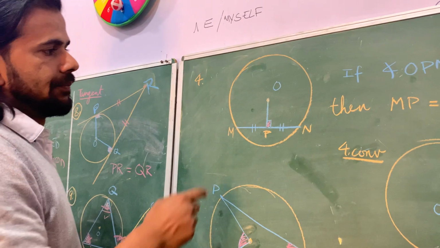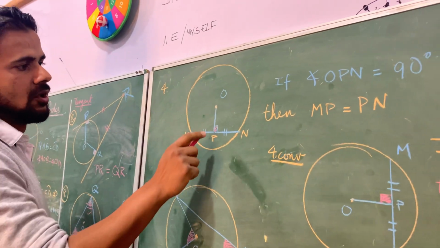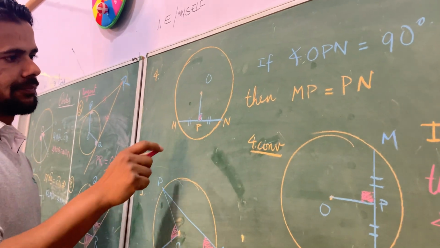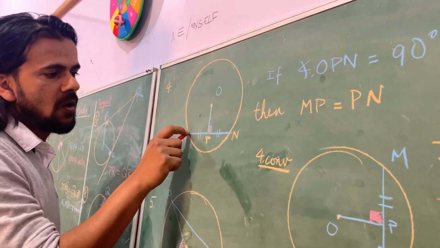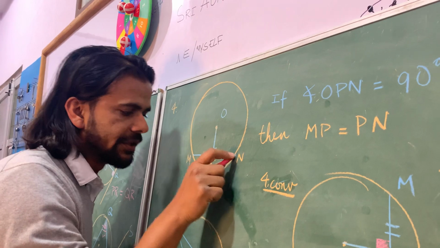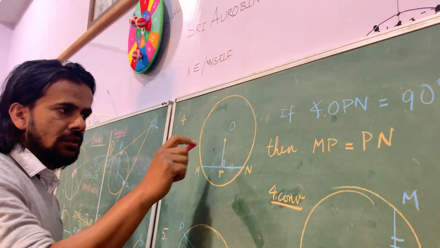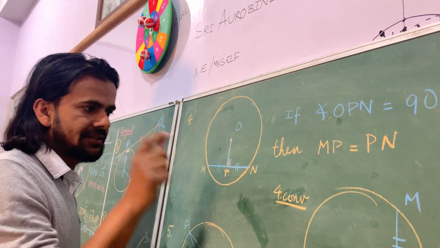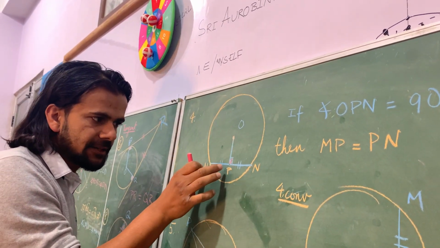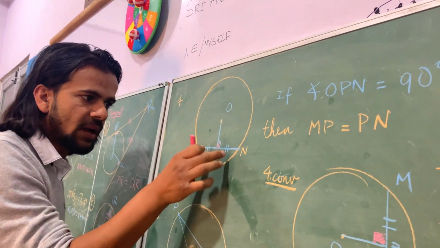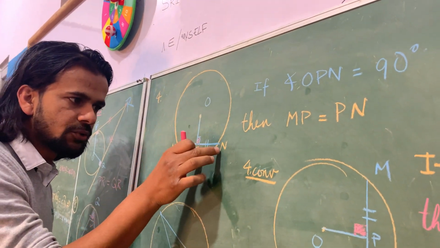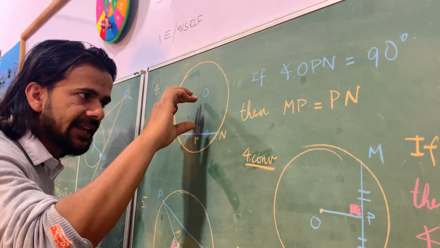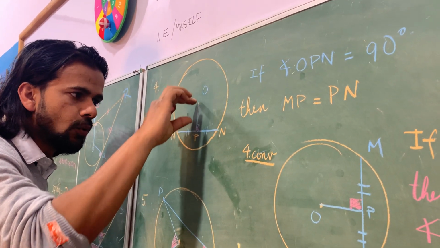Result number 4. If I draw a perpendicular from the center on a chord MN, the perpendicular actually bisects the chord. That means it makes it into two equal halves. So MP is equal to PN. So it's made by this perpendicular line, which is from the center, OP.